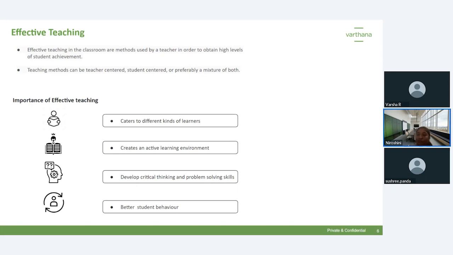Also, when we are teaching, we have to create a very active learning environment where student and teacher interaction is the most. This type of teaching will also develop critical thinking and problem-solving skills in students. When we combine all these factors, we can always expect better behavior inside the classroom. So effective teaching is very important to adhere to all of the points we just discussed.